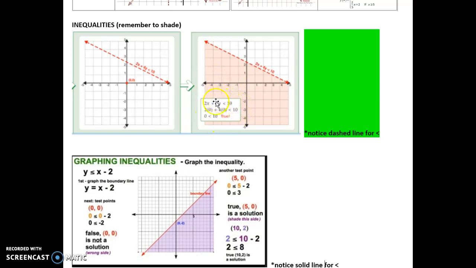Then over here, in order to figure out how you shade, they plugged in 0, 0. So whoever did this likes my favorite point as well. You plug this in, and 0 is in fact less than 10. It's true, you shade towards.